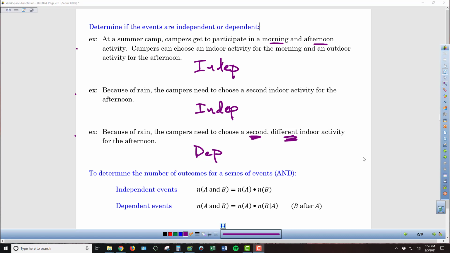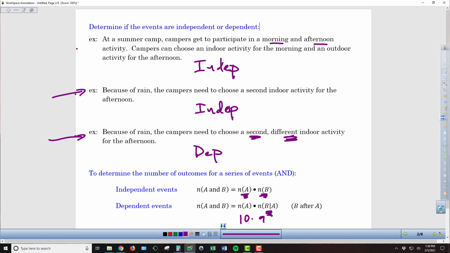Now in both cases, if we were actually trying to calculate how many possible outcomes there are, we would do the same thing. We would multiply the number of options for the morning times the number of options for the afternoon. The only difference is in dependent events, we have a little different notation here indicating that it's the number of outcomes for event B, but it's only after A has taken place. So in this last scenario, for example, if we have to choose a second different indoor activity, maybe there were 10 indoor activities, but now we only have 9 to choose from in that second round.